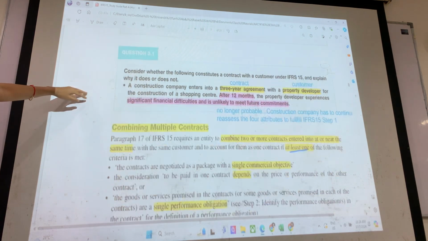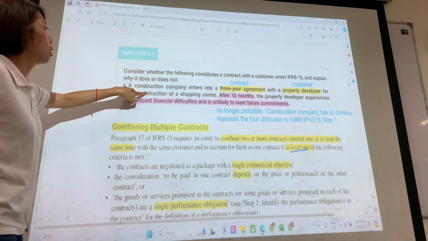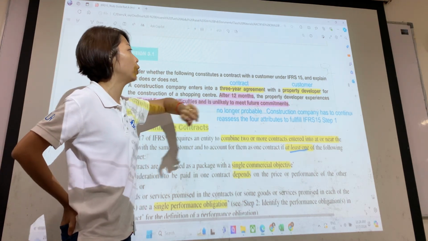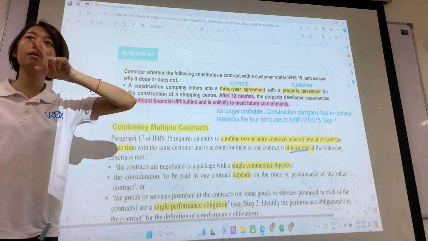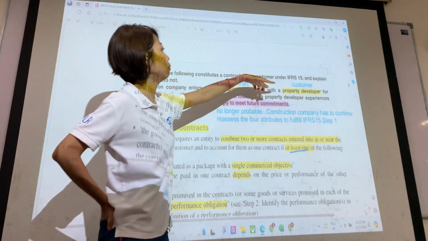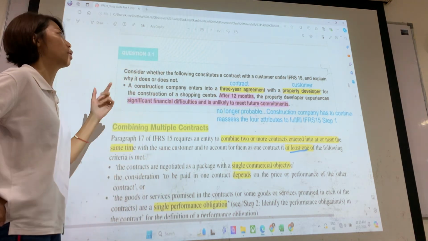3.1? Now, question 3.1. A construction company enters into a 3-year agreement with a property developer for the construction of a shopping center. Sometimes when a student reads the question, also don't understand what is the meaning. Now, that's why I will write. But if you don't see my explanation, you might not be able to understand. So you have to learn yourself.